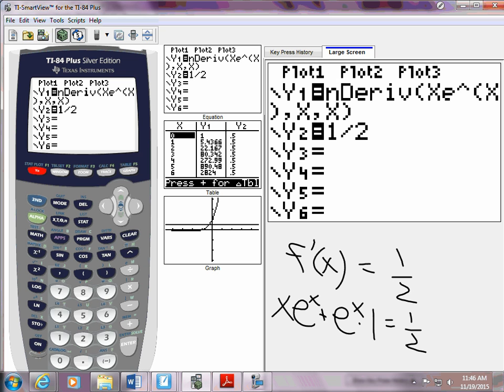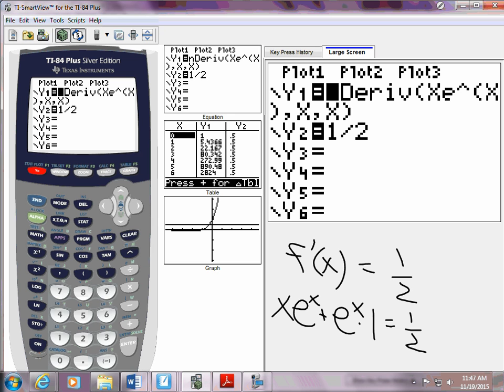So I said to the calculator, hey calculator, you get the derivative, which is how you do it. You let y1 be nDeriv, remember that's math 8, of x e to the x, but you have to put in comma x, comma x. Then the calculator will graph the derivative of it, right? And then I let y2 equal a half. Now they're equal where they intersect.